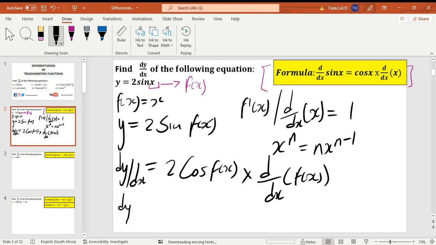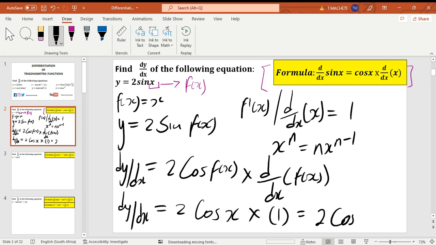So let's substitute those values. Your dy over dx will be equal to 2 cos of your f of x, so we're going to put x, multiplied by your d over dx for that f of x. So it's your f prime there, which is 1. So your final answer will be 2 cos x. Okay, that's your final answer.